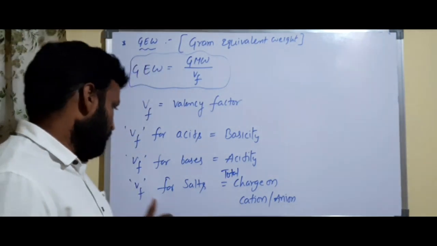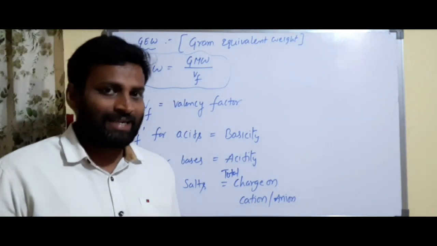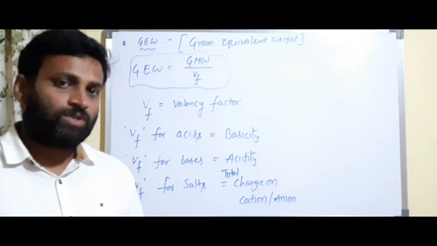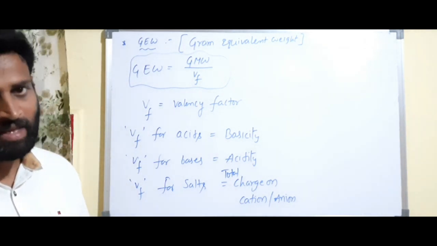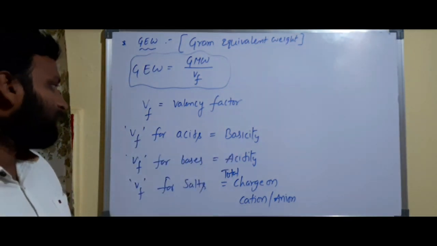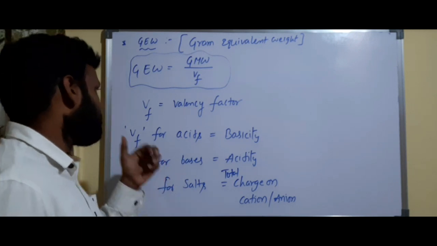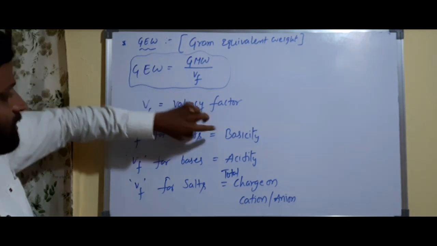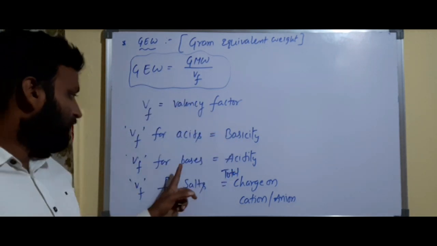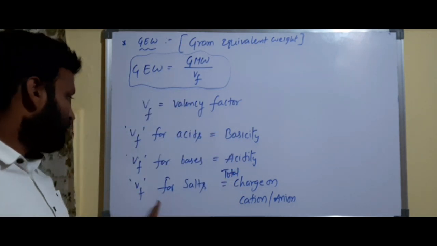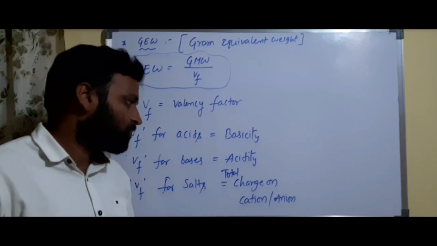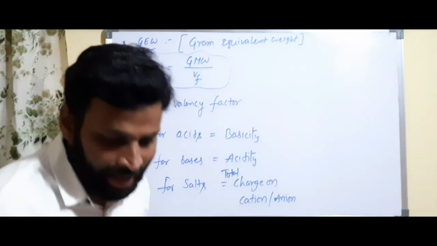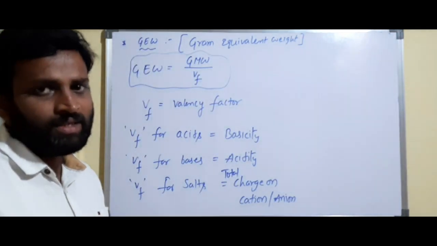One more is there, valency factor for oxidants and reductants, but in our further studies we will understand that one, because now you are new to that. So these can be very easy for you. What is the valency factor? For acids, it is basicity. For bases, it is acidity. For salts, it is the total charge on cation and anion. Any one you can consider.